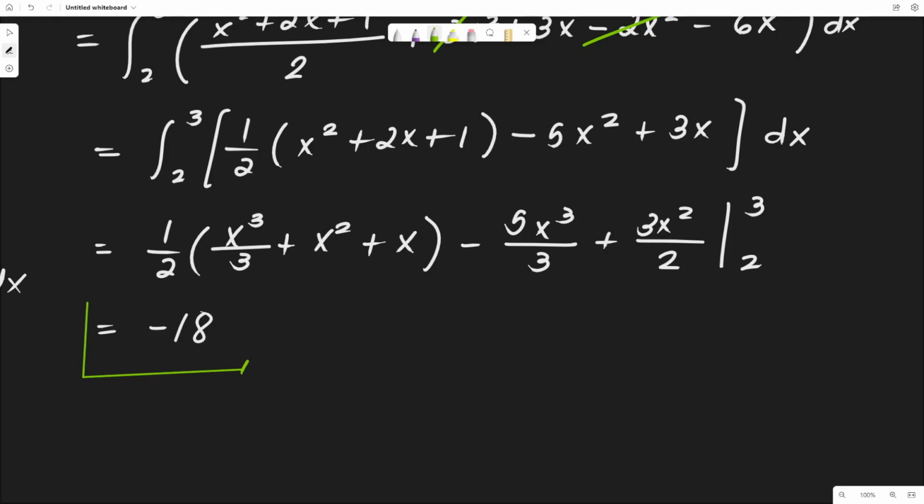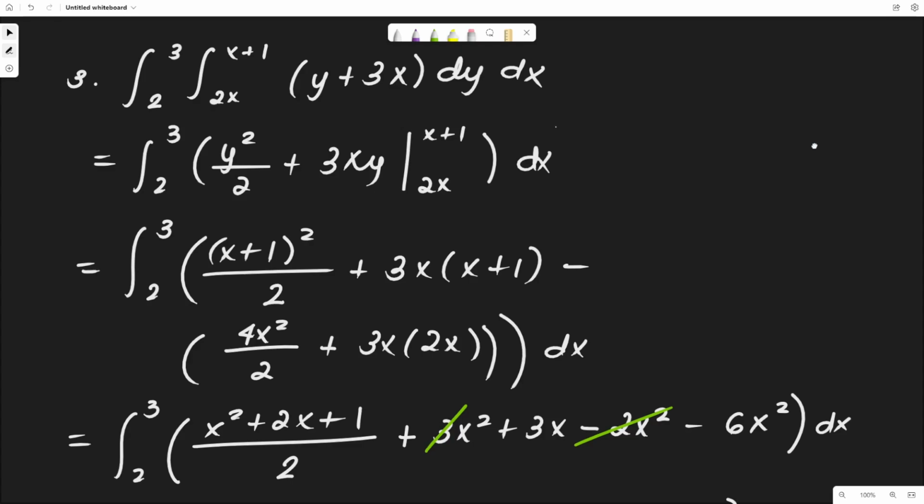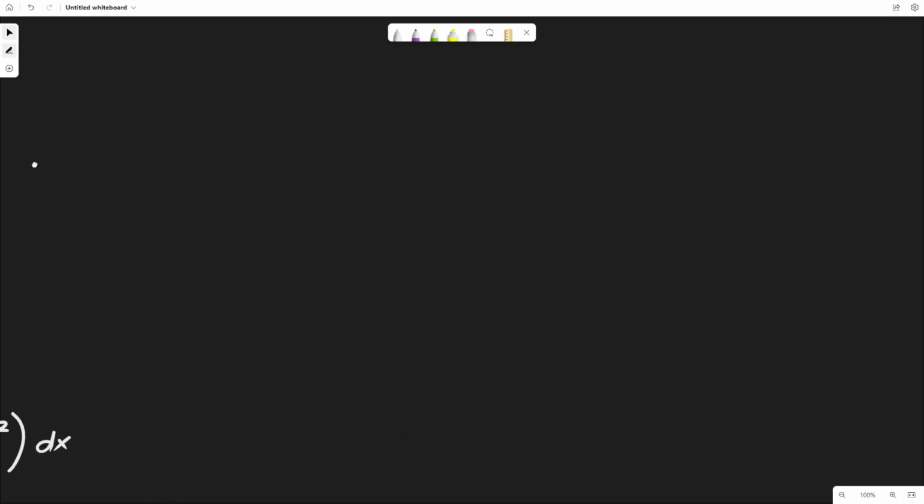So, bakit sir, bakit walang unit yan? Hindi naman kasi sinabi sa tanong kung anong klaseng quantity to, no? Binigay lang yung integral mismo. Ayan. Okay? So, next example.